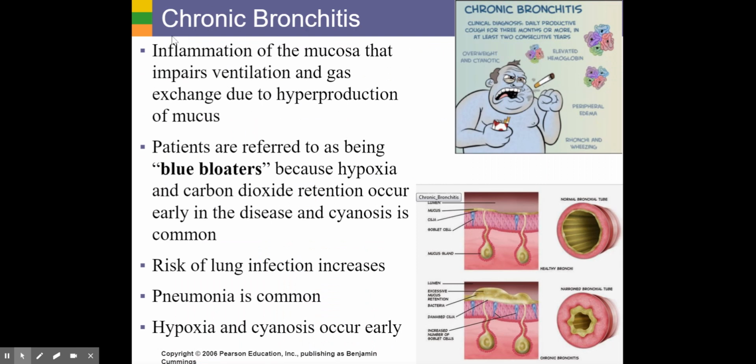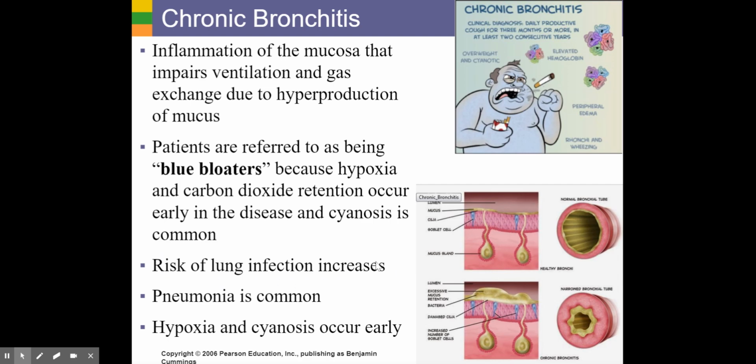So this one is an inflammation of the mucosa, and it also impairs ventilation of gases because we have an inflammation of that mucus lining. These patients are often referred to as blue bloaters because they look hypoxic, meaning their skin has somewhat of a blue tinge to it, specifically their nail beds, lips, around their nose and eyes, and it's because of the increased carbon dioxide in the system.